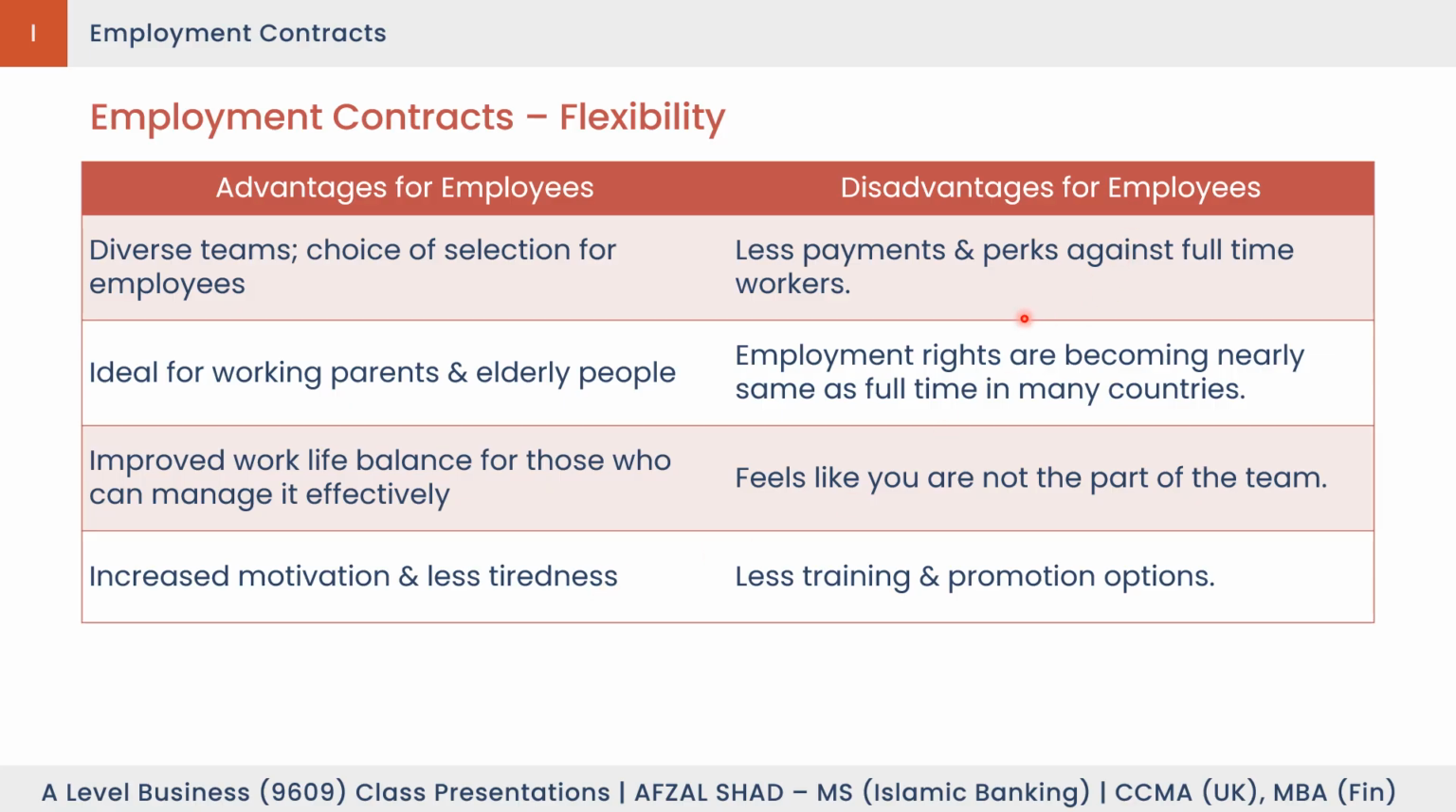But there are some disadvantages: less payments and perks against the full-time workers. Part-timers are always paid less. Now you have to give me the solution. If they are paid less, why would we say that part-timers are still an attractive option? Financially they are paid less, but the people who don't require that much money can have a work-life balance as an opportunity cost. Alternatively, people can work in multiple businesses.